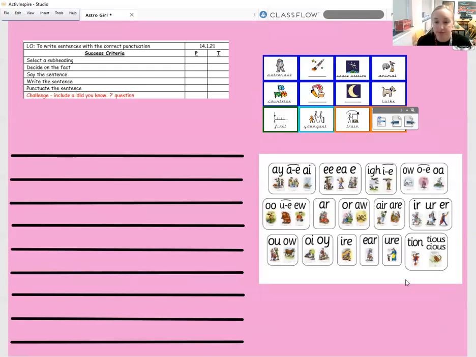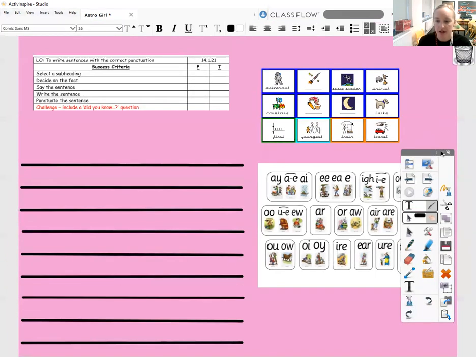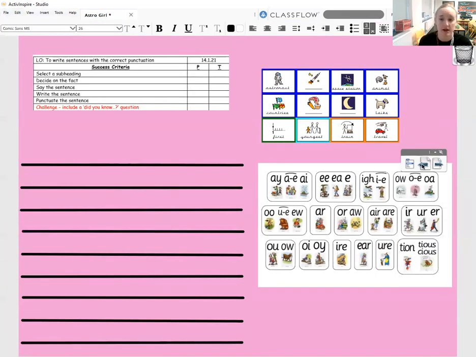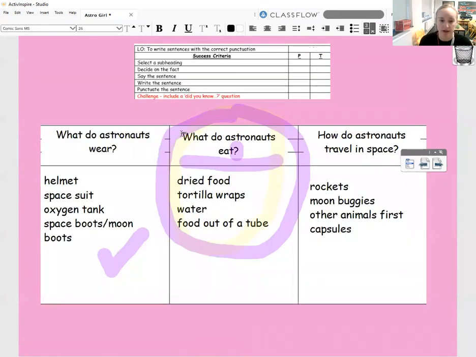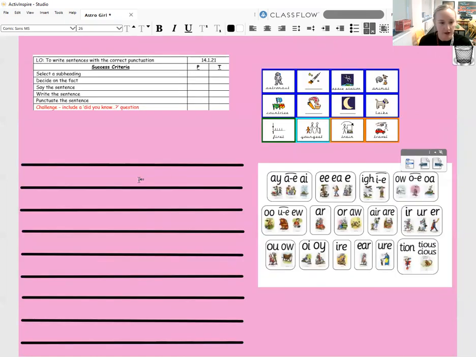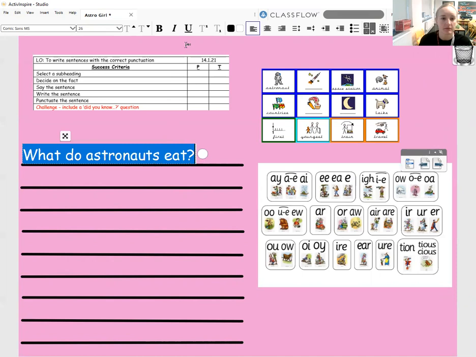So here we go, and you've got this at home as well to help you if you need it. And remember, here are my key words that I might want to use to help me with my writing. So I'm going to get started by including my subheading first. So I'm going to quickly flick back. And here is my subheading, what do astronauts eat? So I'm going to write that at the top of my section first. What do astronauts eat? And at the end of a question, remember we have a question mark. I'm going to underline that because it's a mini title.